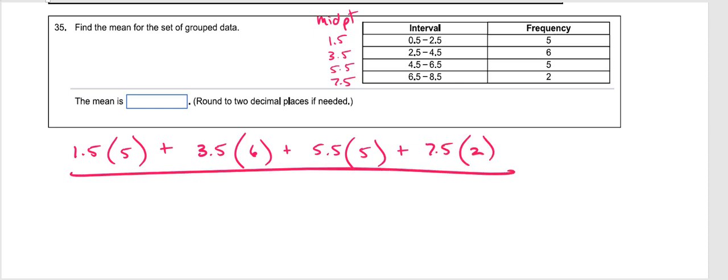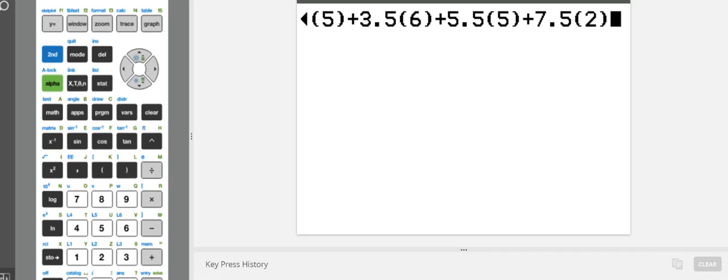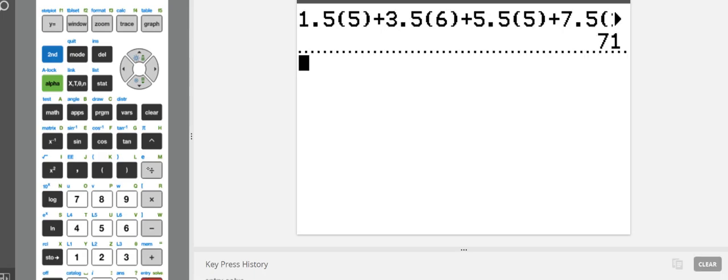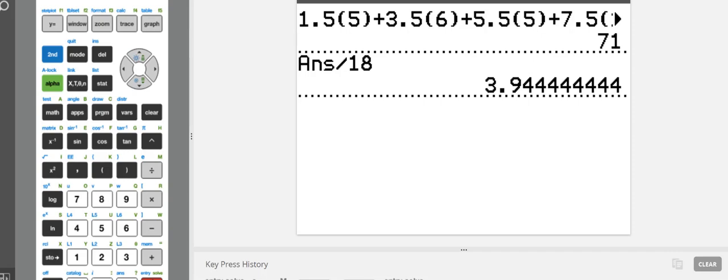And I'm going to divide that by the total number. If I add all the frequencies up, 5, 10, 16, 18. So n is 18. What would I get? I've added them all, the midpoints times their frequencies. I've entered those. I get 71. I divide that by 18, and I get 3.94.